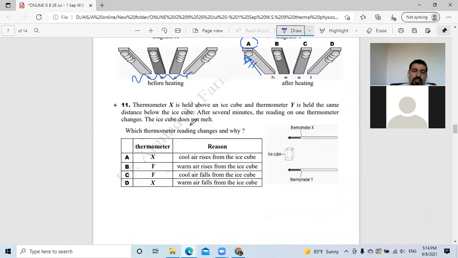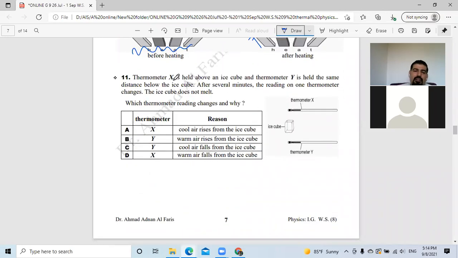Bravo. Okay, next. 11. Thermometer X is held above an ice cube, and thermometer Y is held below. So we have 2 thermometers, X above and Y below. After several minutes, the readings of the thermometers change. The ice cube does not melt. It changed because the cold air loses its energy and falls, or sinks, by a cold convection current.